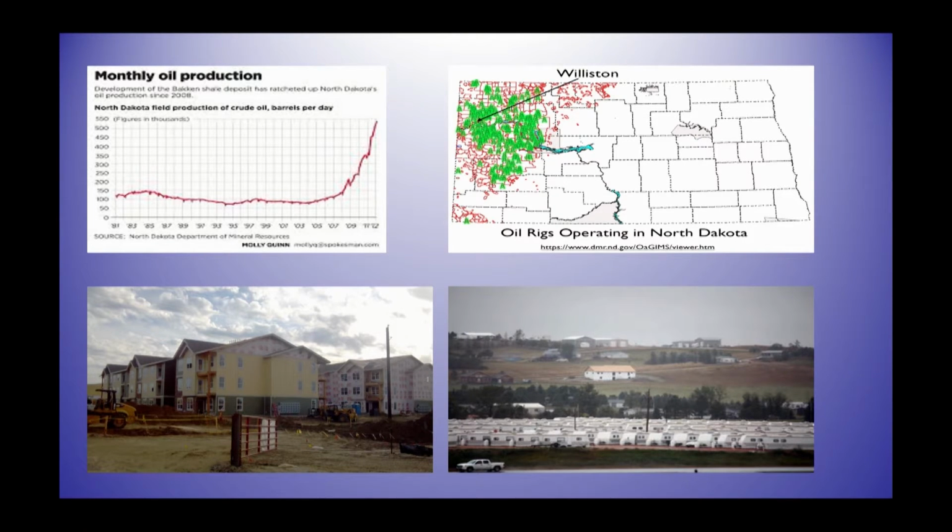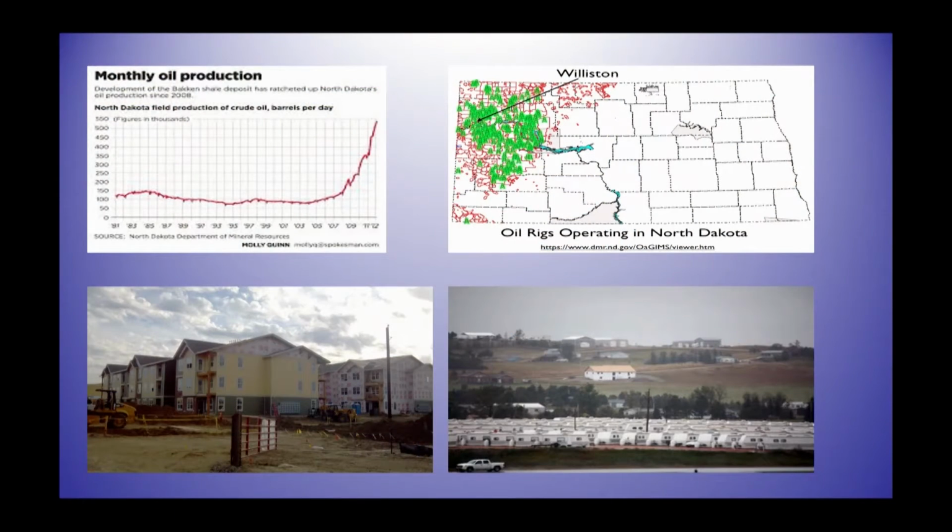I have driven through here. There was nothing there, and now you have towns, you have casinos, you have all kinds of things just to capitalize on the oil boom. The first graph there shows what's happened to production. The production has just gone through the roof. It went from literally not commercially viable to the source of an oil boom.